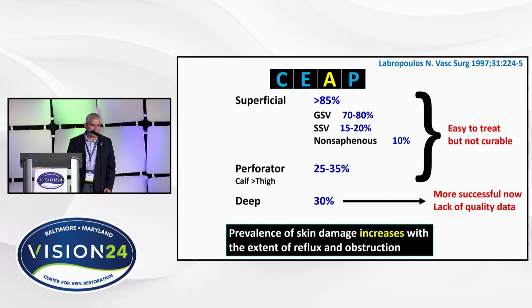Now, as you see here, if you look at the anatomy, the superficial is easy to treat, but not curable, as Dr. Elia often says. Then the deep system, more successful now, but with a lack of quality data. In 2024, there are zero quality data for deep vein disease. Are there studies? Yes. Do we have positive findings? Yes. Are they of the highest caliber? No. Don't forget about it. This is important in how we make decisions and how we need to work in the future to increase the margin of benefit in the way we treat our patients daily.